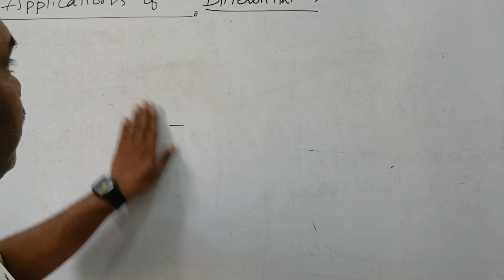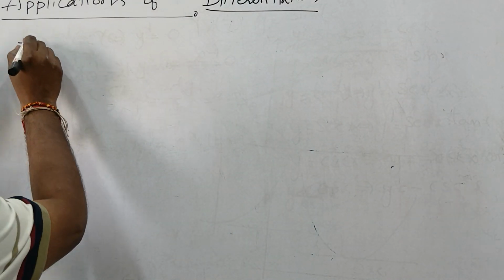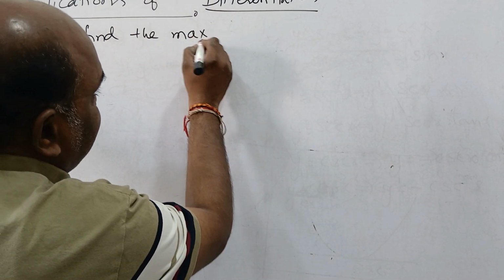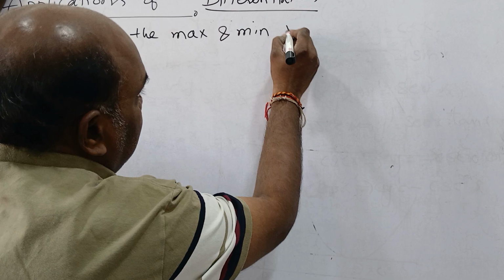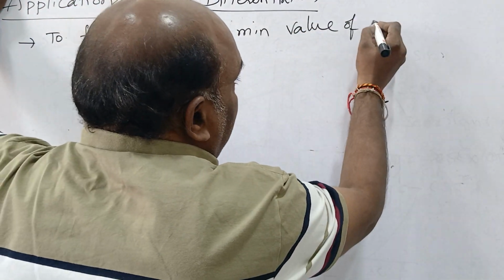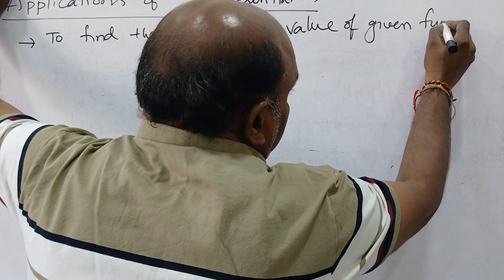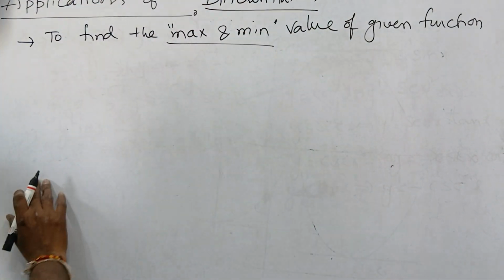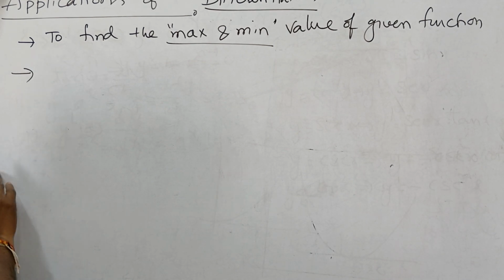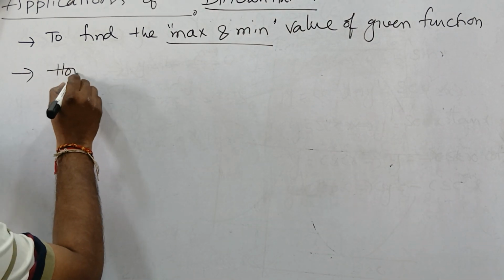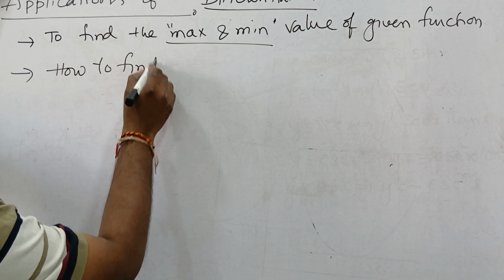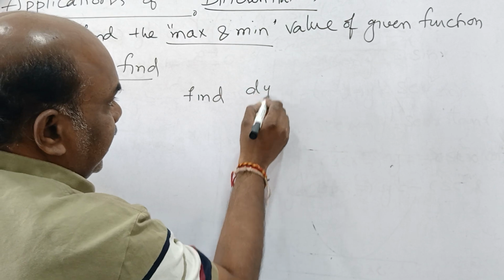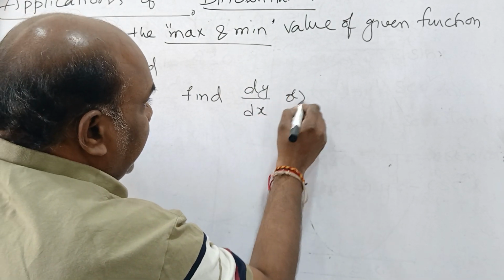The application of differentiation. First application is to find the maximum and minimum value of the given function. To find the maximum and minimum value of the given function, differentiation is useful. Number 2. Then how to find, sir? How to find is important beta. How to find? First find differentiation. Find dy by dx, or y dash simply.